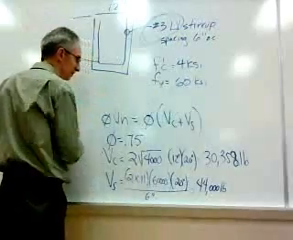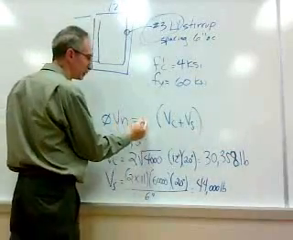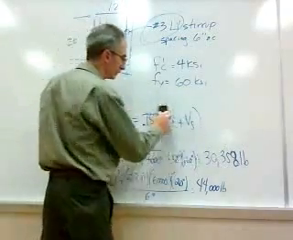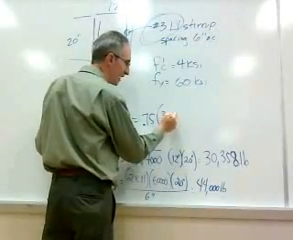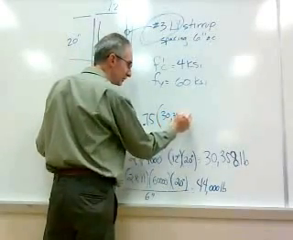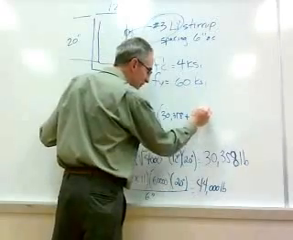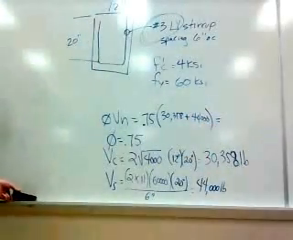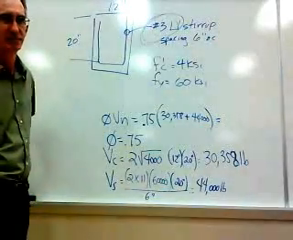So, what is my design shear capacity? Phi is 0.75. V sub c, 30,358. V sub s, 44,000. So my design shear capacity is what?